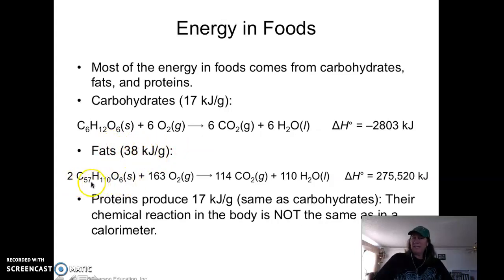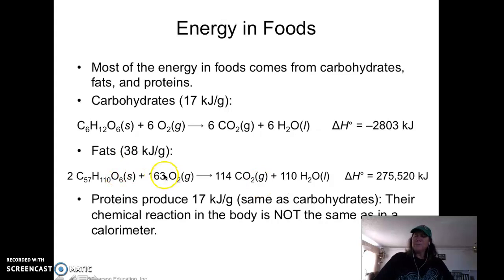Here's a really nice fat, C57H110O6, big molecule, right? You need 163 moles of oxygen to burn this fat. Imagine balancing this equation. Woohoo! Remember I told you first you do this, so you'd put your 57 here, and then your 55 here, and then you'd find out you had an odd number, so you double the first one and get 114 and 210 here, because when you add all those up, you get 336.